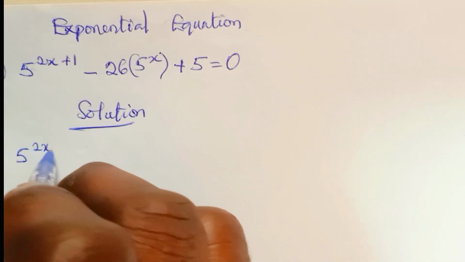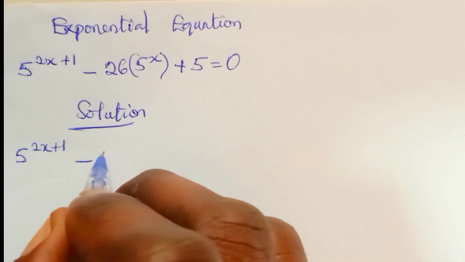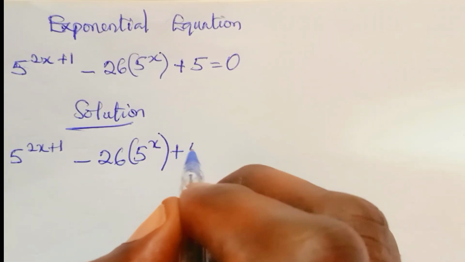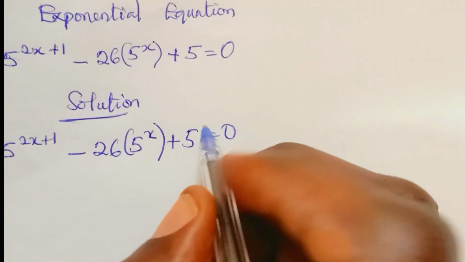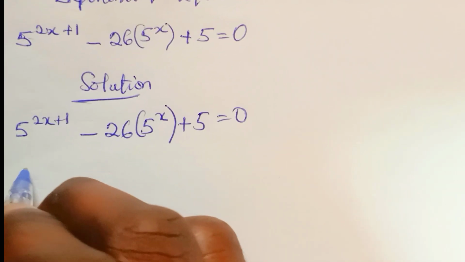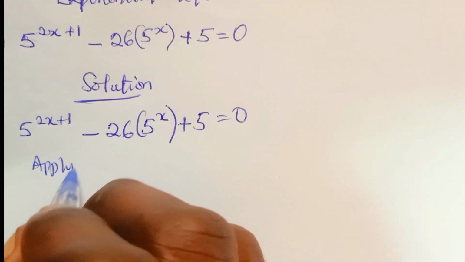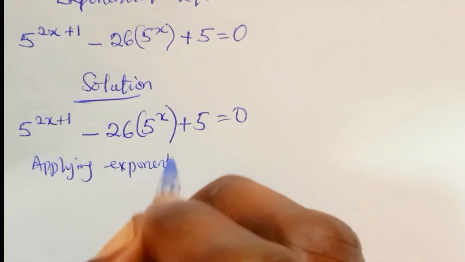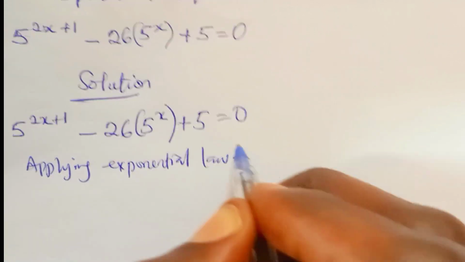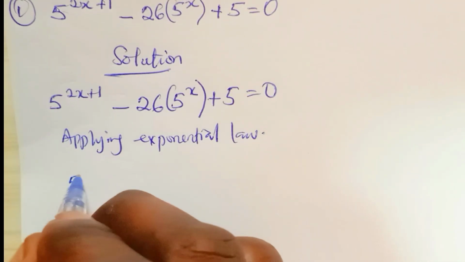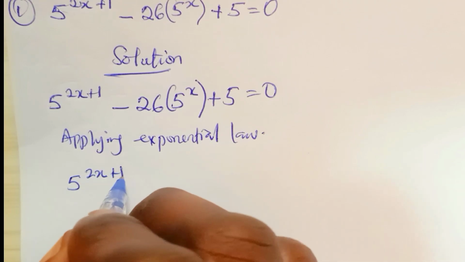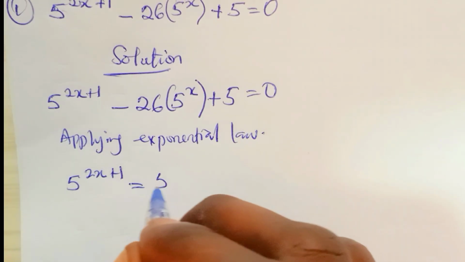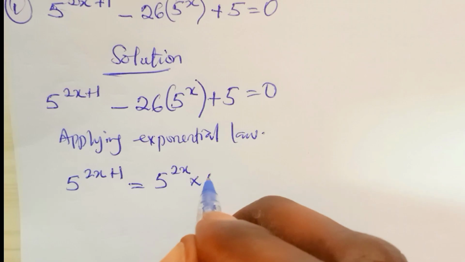5^(2x+1) − 26(5^x) + 5 = 0. So let's apply our exponential law. 5^(2x+1) can be split, according to our indices rule, as 5^(2x) times 5^1.